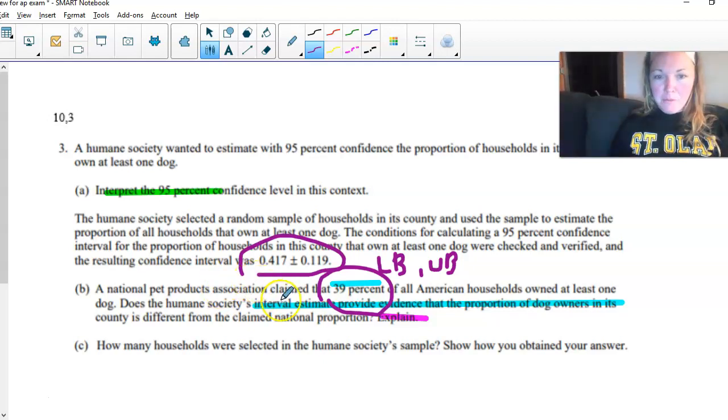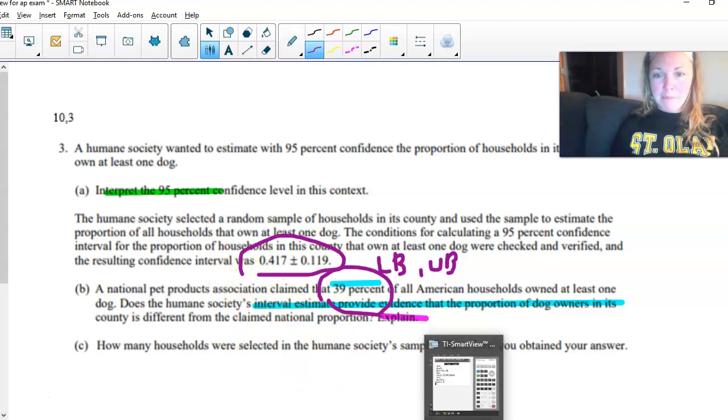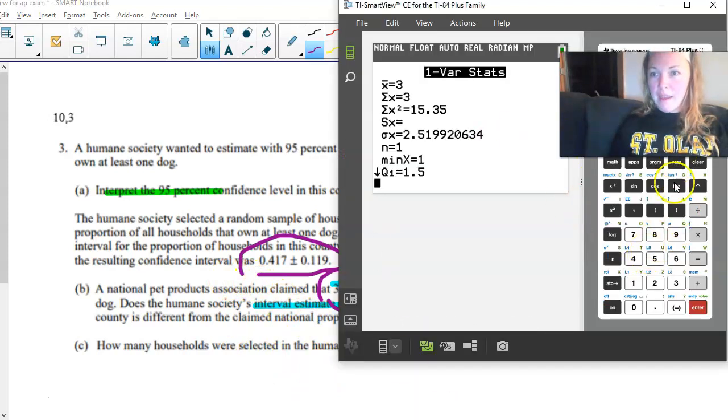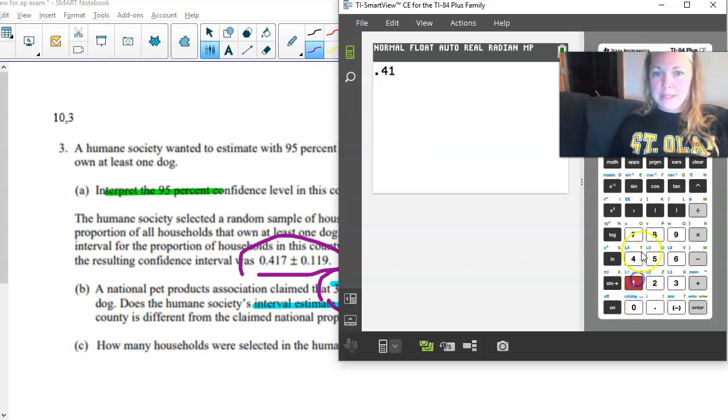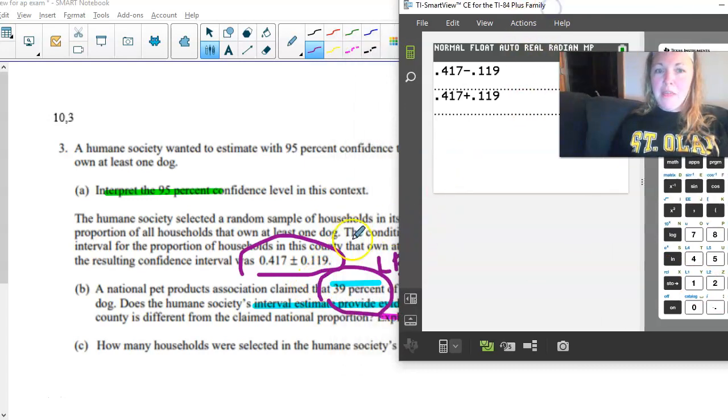Now, 0.417 minus 0.119, because it's super late right now and I just want to get this one done, I'm going to not do it in my head. 0.417 minus 0.119. Okay, and then 0.417 plus 0.119. Okay, so now you can see, you guys, that 39% is contained in that interval.